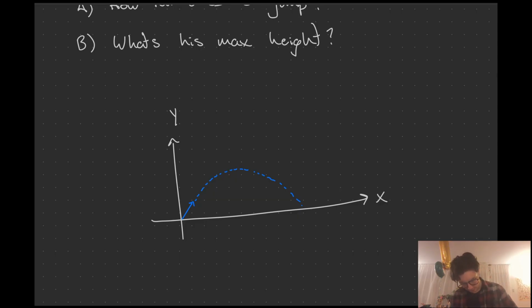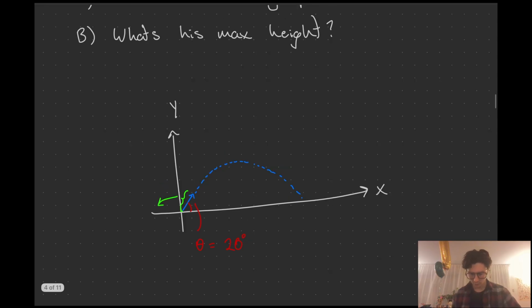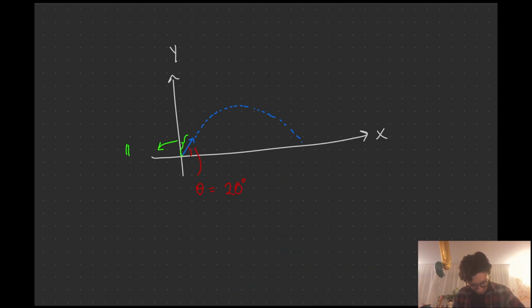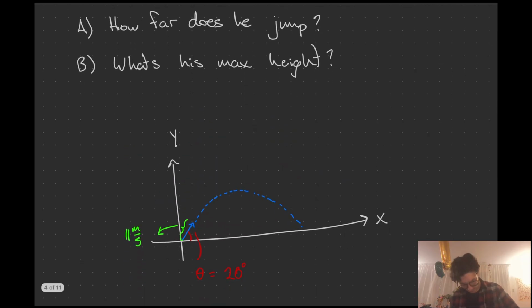And the information they tell us here is, first, the angle, theta, is equal to 20 degrees above the x-axis. And another piece of information they tell us is the total velocity, which is 11 meters per second. Then they're asking us how far does he jump. So they're asking us to find this distance here. Let's call that x, how far he jumps, for part A. And the maximum height can also be easily seen right here.